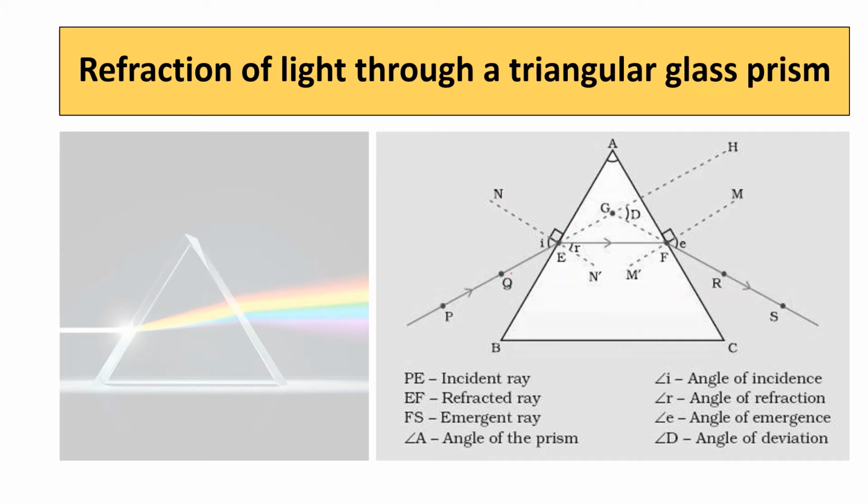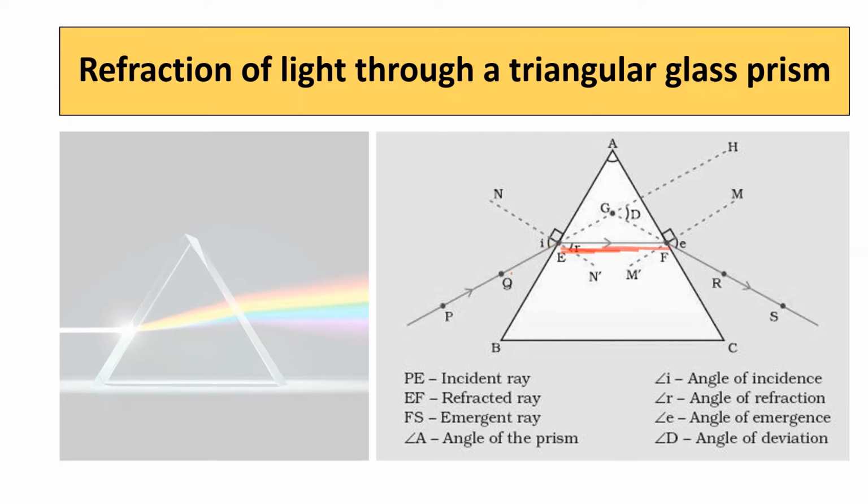The angle which the incident ray makes with the normal is called the angle of incidence. This angle is known as the angle of incidence. This ray of light falls from air to the glass. That means from a rarer medium to a denser medium. This is the denser medium. We have already learned that when a ray of light passes from a rarer medium to a denser medium, the refracted ray will bend towards the normal. This is the refracted ray which bends towards the normal.